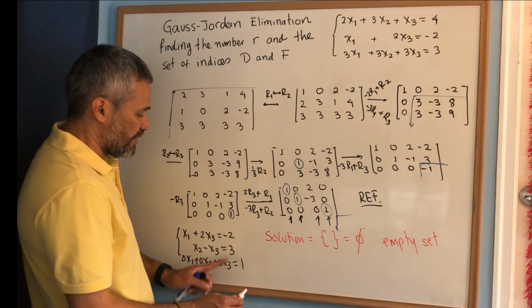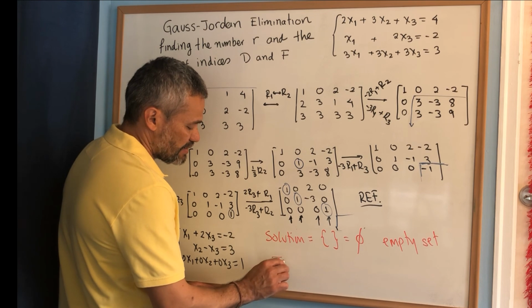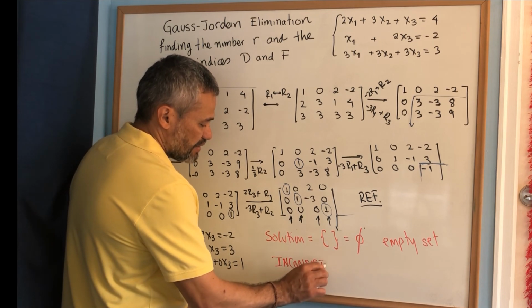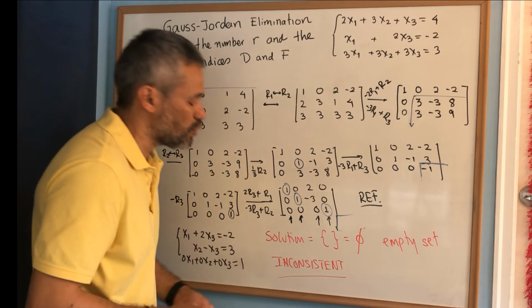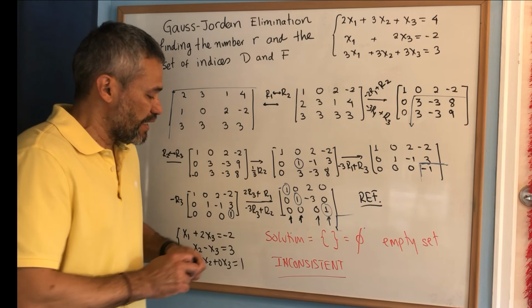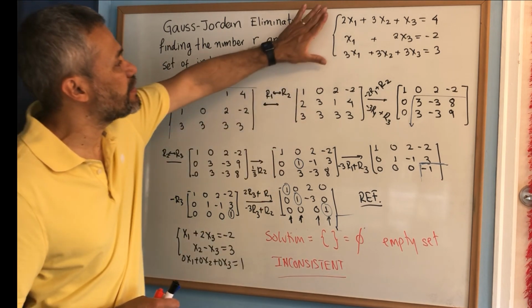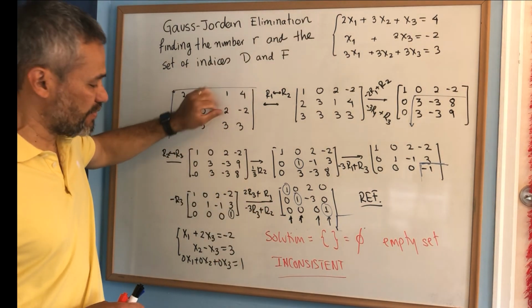And if I ask you if the system is consistent or inconsistent, in this case, the answer is this system is inconsistent. That means that it has no solution. Notice that the question of inconsistent or consistent is a question that is related with a system. It's not a question for a matrix.